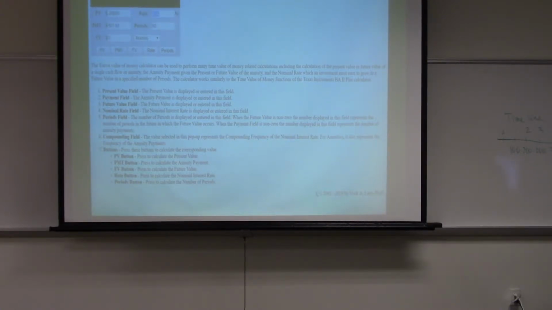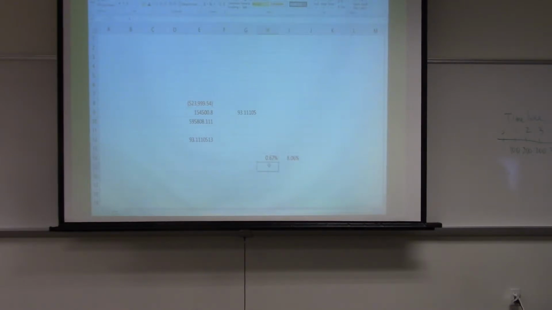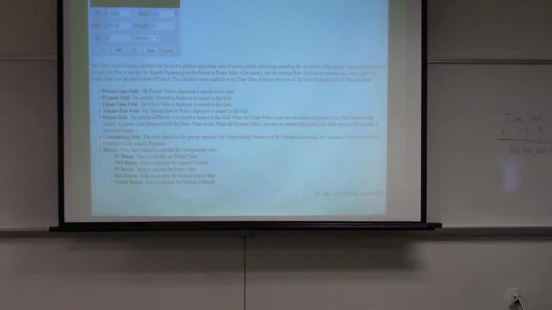So how to get the annual interest rate? This is our rate, and you multiply this rate by 12. This will be your annual interest rate, 8.06. So you go to a bank, and the bank will tell you our rate is 8.06%. They won't tell you it's 0.67% monthly. Right, I got that. So that's the difference.